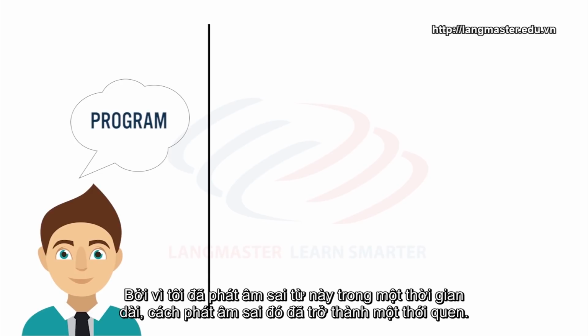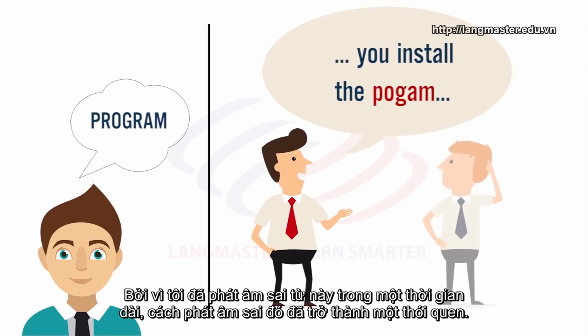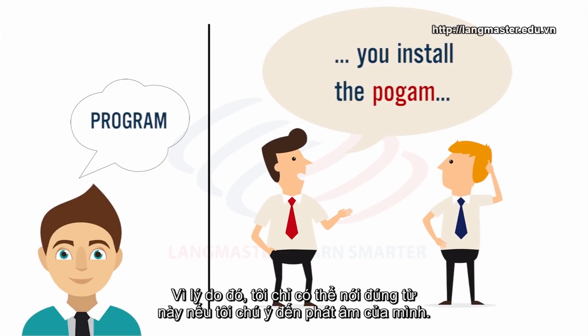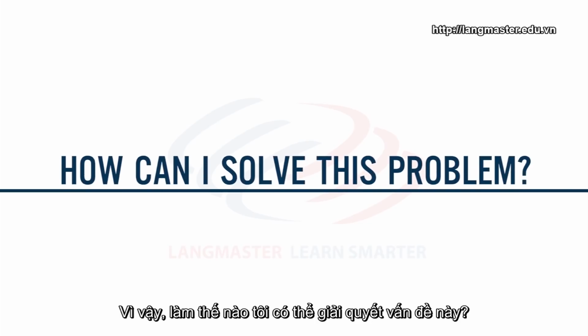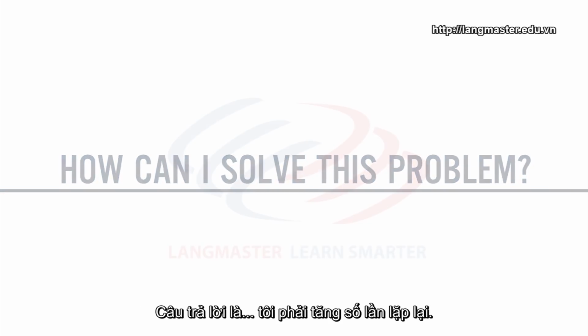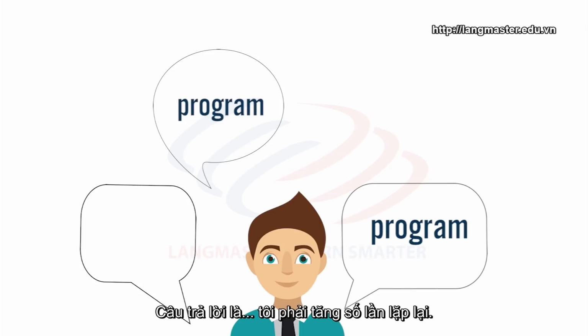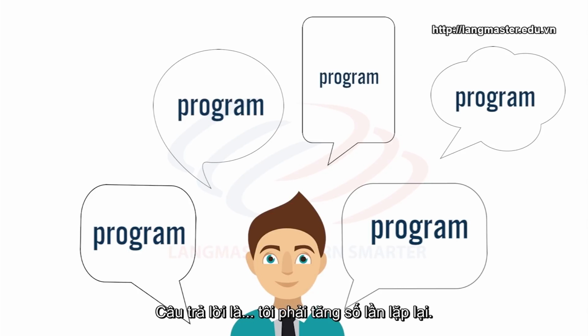Because I have mispronounced this word for so long, the incorrect pronunciation has become a habit. And because of that, I can only say the word correctly if I pay attention to my pronunciation. If I don't pay attention, I will revert back to the old habit. So how can I solve this problem? Well, the answer is I have to increase the number of repetitions.